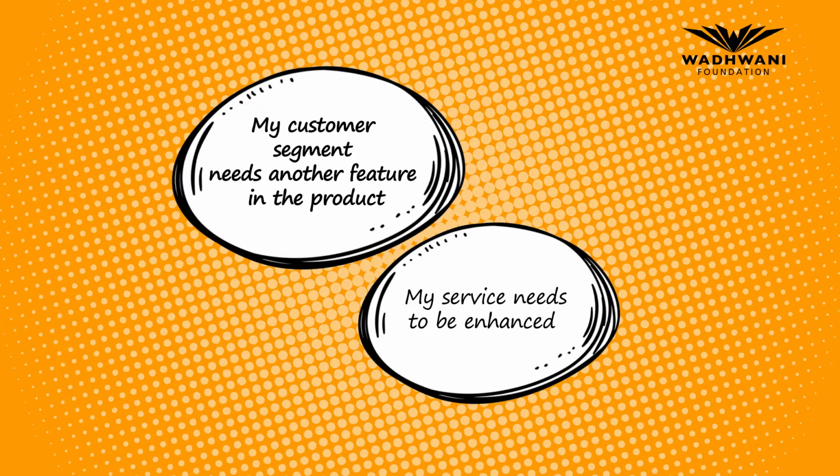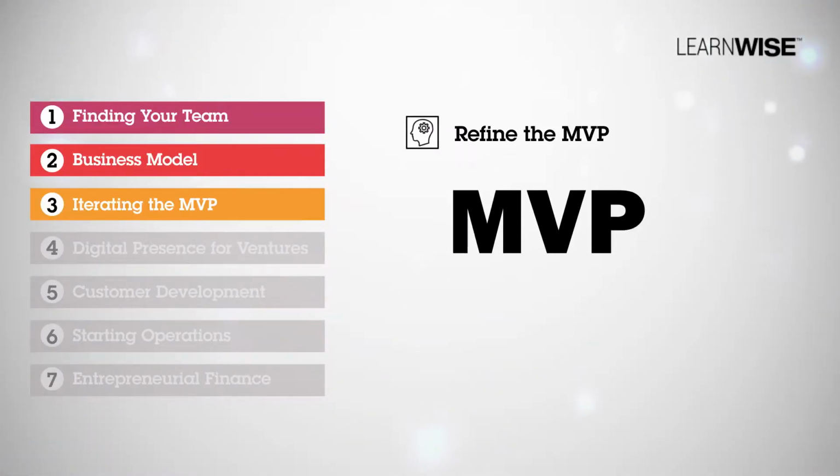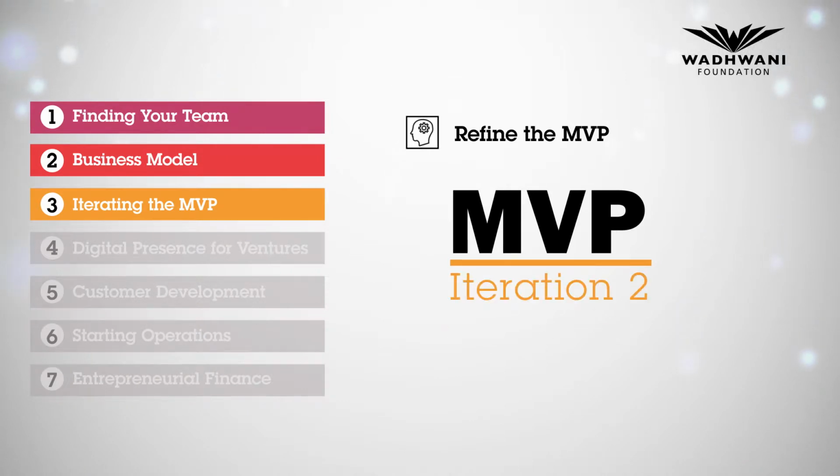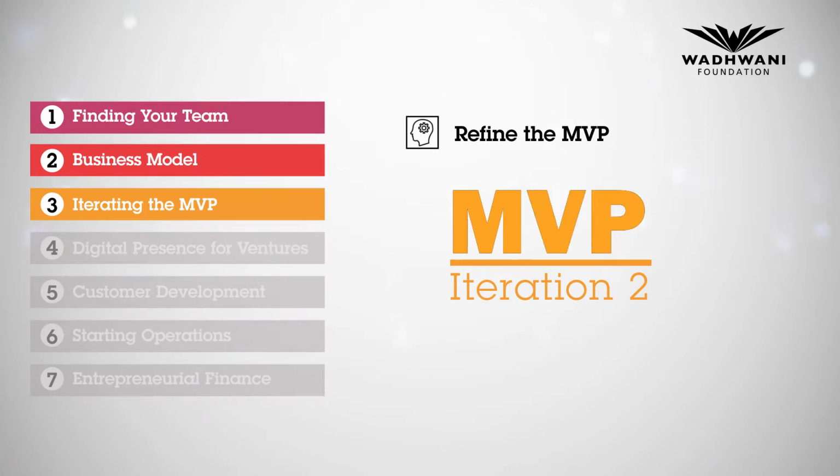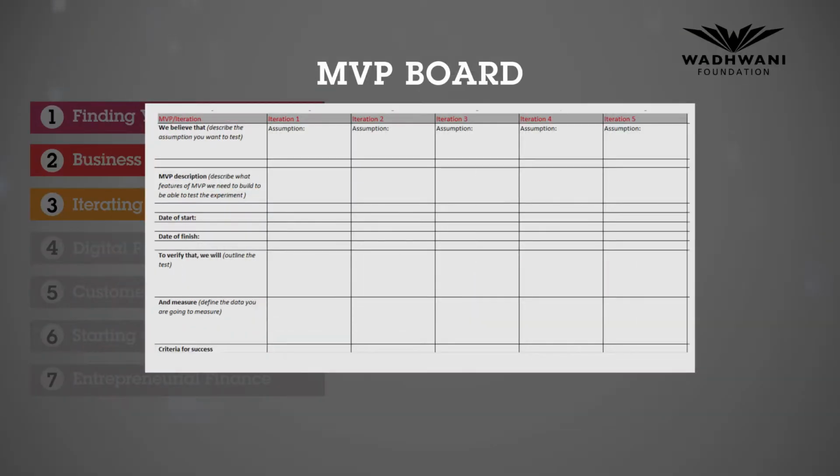So it is quite likely that you will want to go back and change or refine the MVP you had made at the end of the basic program. This new version of your MVP will be called MVP Iteration 2. You will, and you should, keep refining your MVP all through this course, even as you work on your business model. A handy tool called the MVP board will help you keep track of this process. In fact, the 2 processes of creating the business model and iterating the MVP go hand in hand.